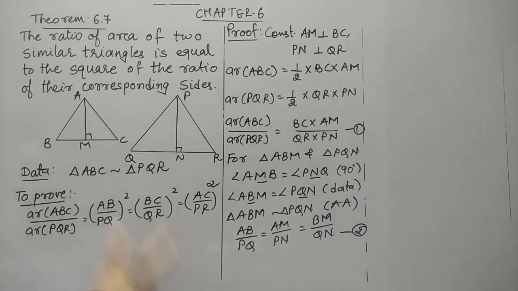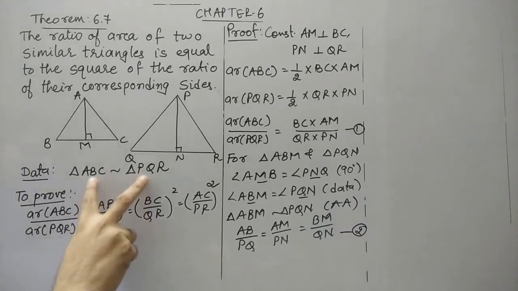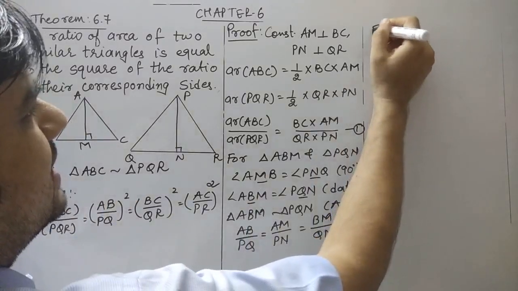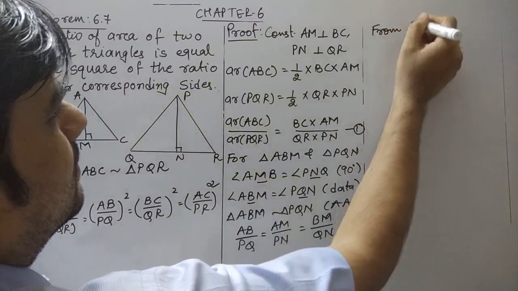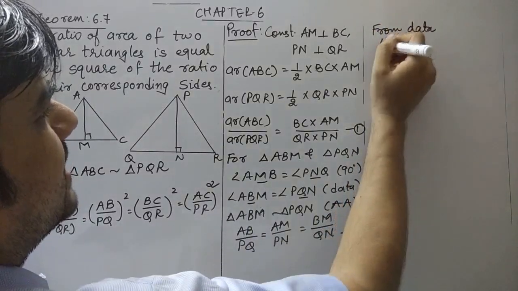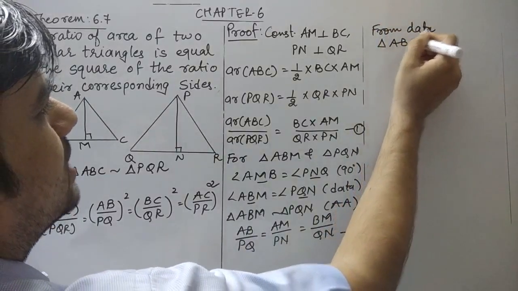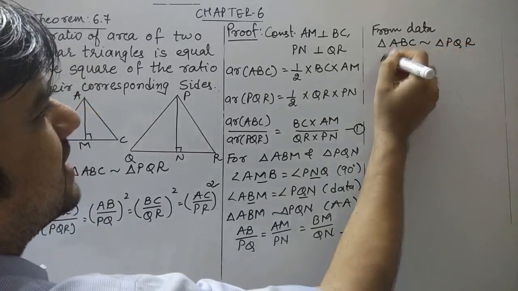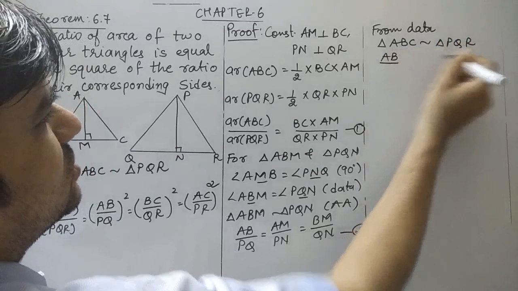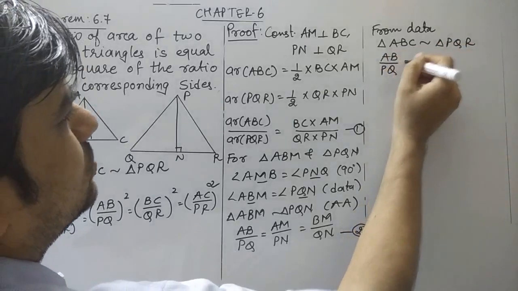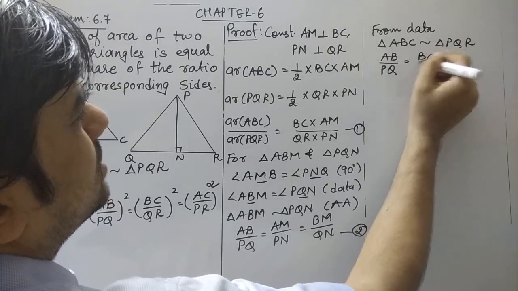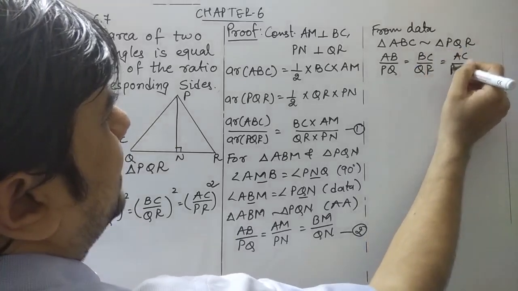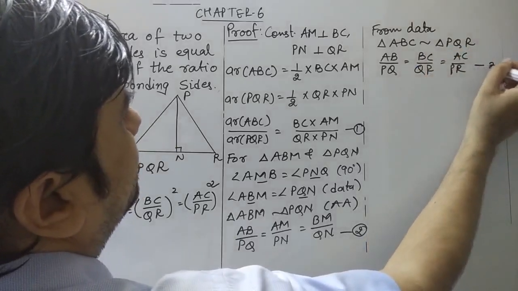Now let's come to the data. Here in the data they have given that these two triangles are similar. So from the data, as triangle ABC is similar to triangle PQR, we can also say the corresponding sides are in the same ratio: AB upon PQ is BC upon QR is AC upon PR. I will give this as equation number 3.